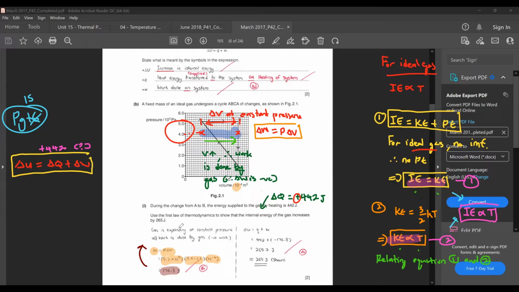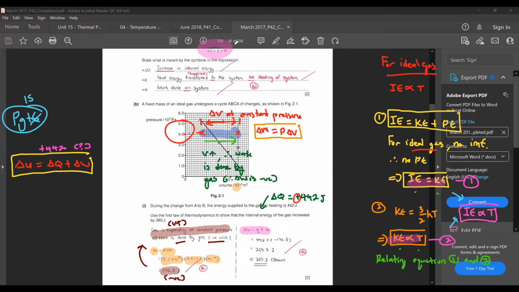So the gas is expanding at constant pressure, or rather you can just say that volume is increasing at constant pressure. Therefore, work is done by gas. It is negative work. This is going to be a negative when you plug it into the thermodynamic first law. So you look back at the thermodynamic first law, which is this, following the equation given at the top of your question.